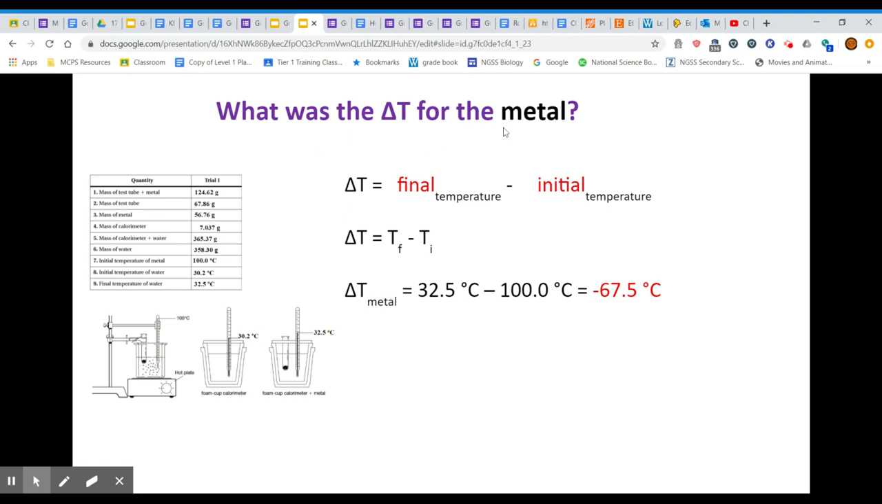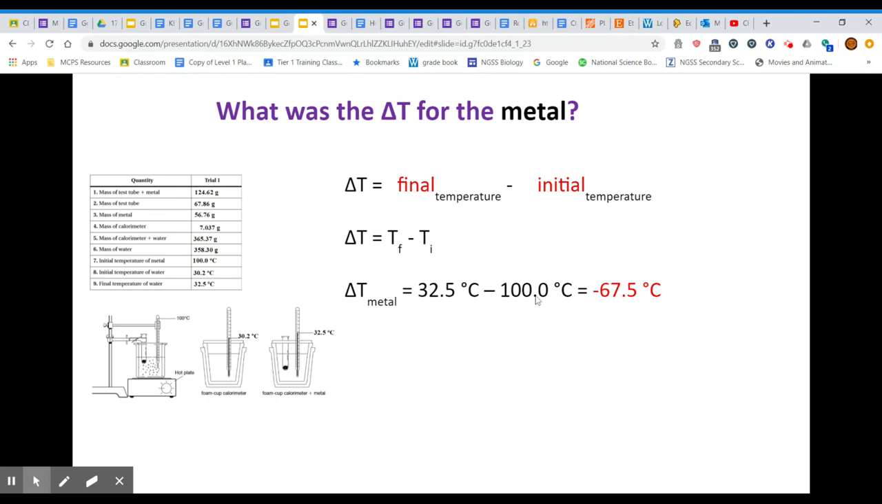Now, what was the delta T for the metal? As I discussed earlier, delta T is the final temperature minus the initial temperature. Please note whether I'm looking for the metal or for the water. Here I'm looking for the metal, so we'll subtract the readings of the metal, the final and the initial. The final is the same as that of the water.